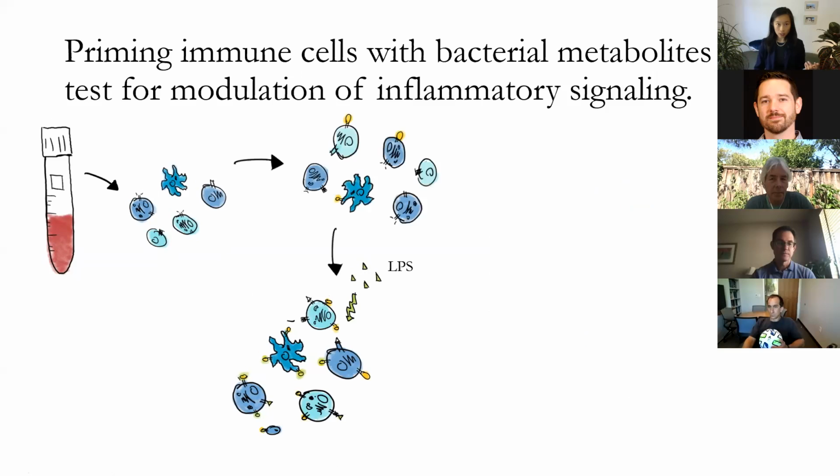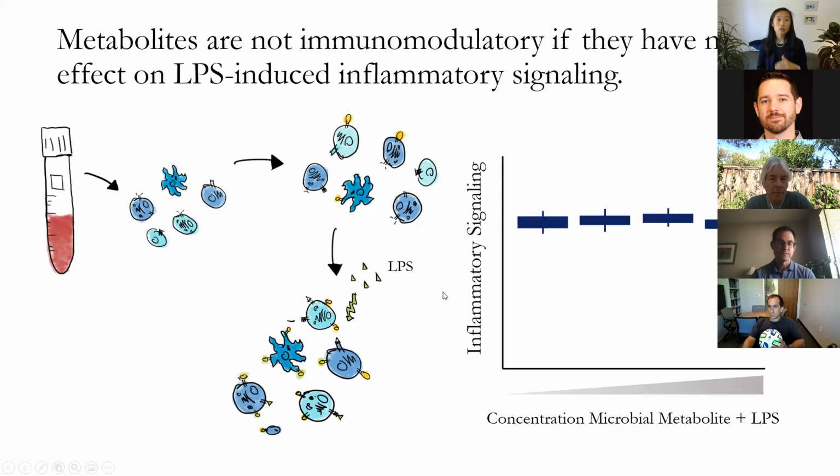The innovation here is looking at priming immune cells before they're stimulated to see how that modulates their inflammatory signaling. So in this step, prior to being stimulated with bacterial cell wall component, we bathe them in metabolites and see how that changes how they respond to bacteria. So for example, if we bathe the cells with a metabolite that's not immunomodulatory, we'd see no change as concentration increased of that metabolite. So there's no change. This is a negative result.